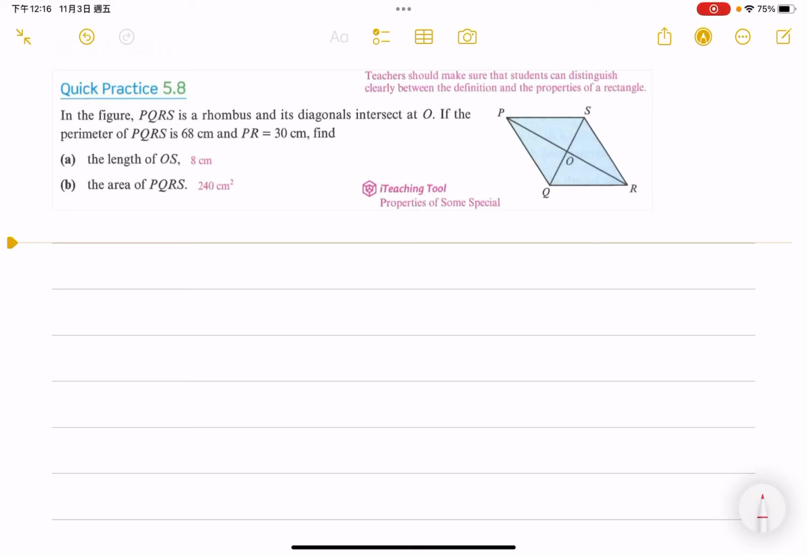Okay, this is quick practice 5.8. For the question, we have the rhombus PQRS with the diagonals intersecting at O. The perimeter of it is 68 cm, and one of the diagonals has length 30 cm, and you are going to find the length of OS.